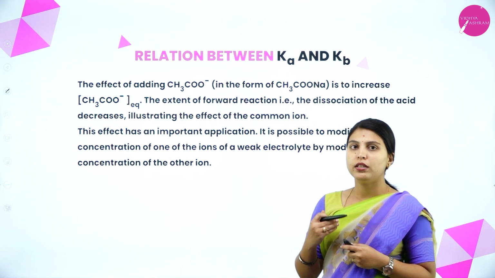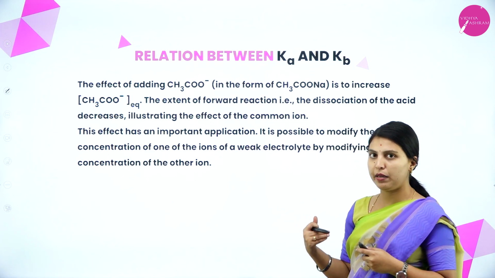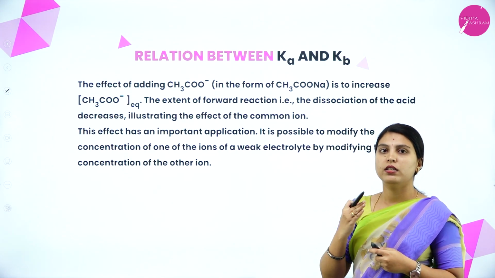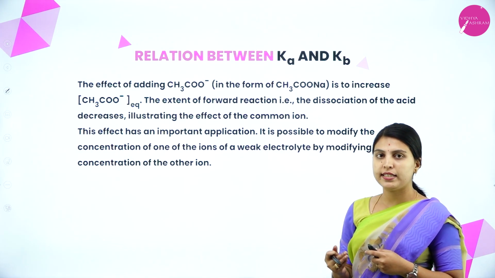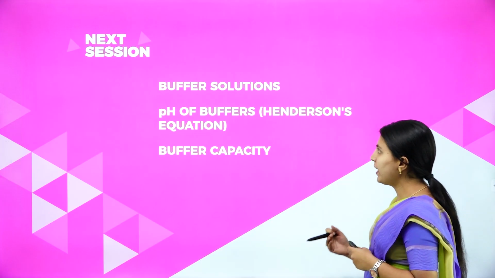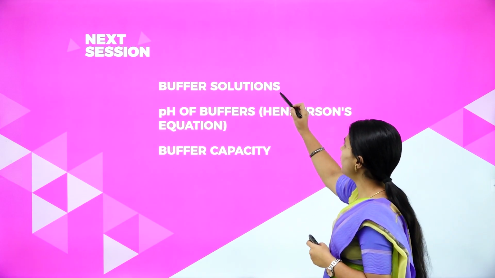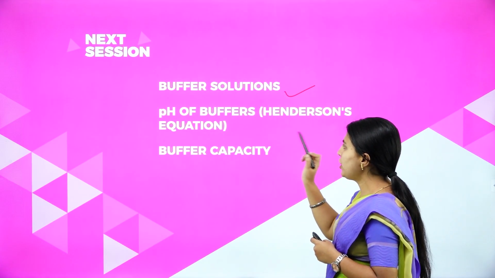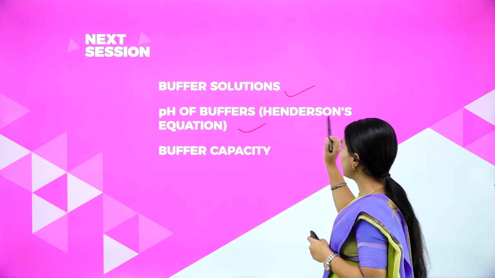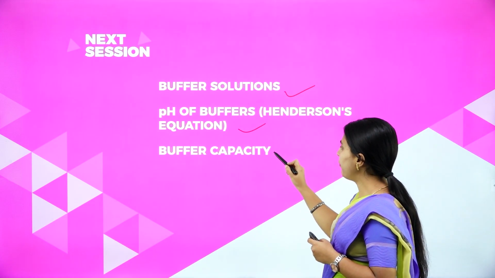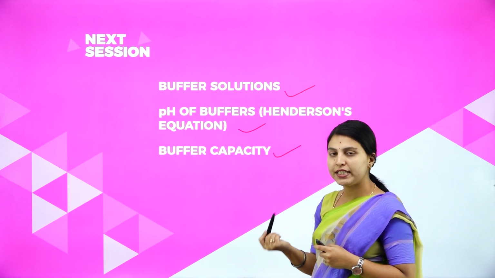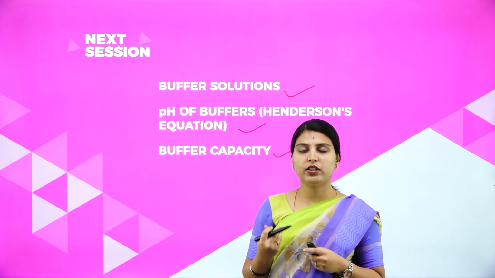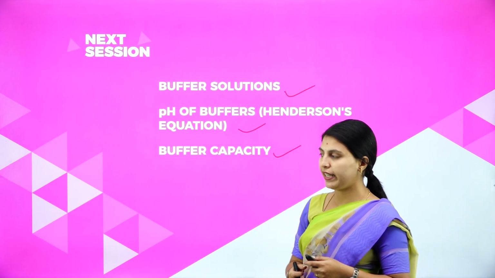This is about the relation between Ka and Kb, and we have also seen the relative strength of acids and bases. In the next session, we will discuss buffer solutions, pH of buffer, that is Henderson's equation, and buffer capacity. Overall, what is a buffer solution, how it acts, and what its application is, we'll see in the next session.